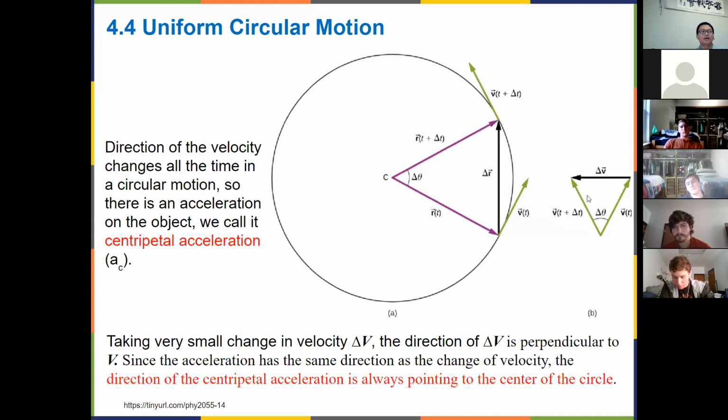Because these two triangles are similar triangles, you can come up with the relation that the magnitude of delta v over v should be equal to delta r over r. Okay, so we can write that relationship.